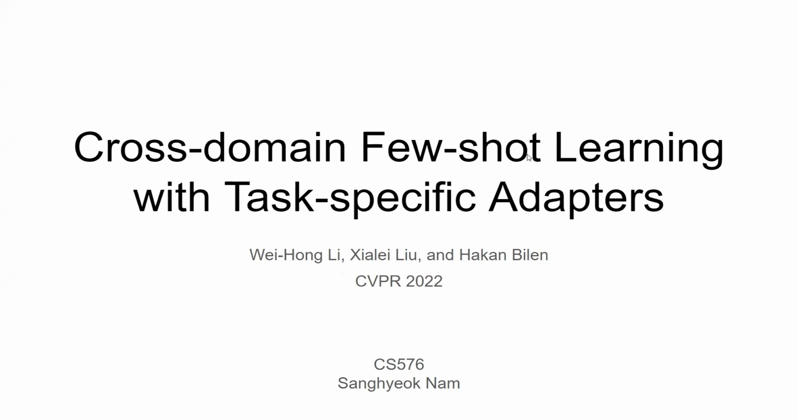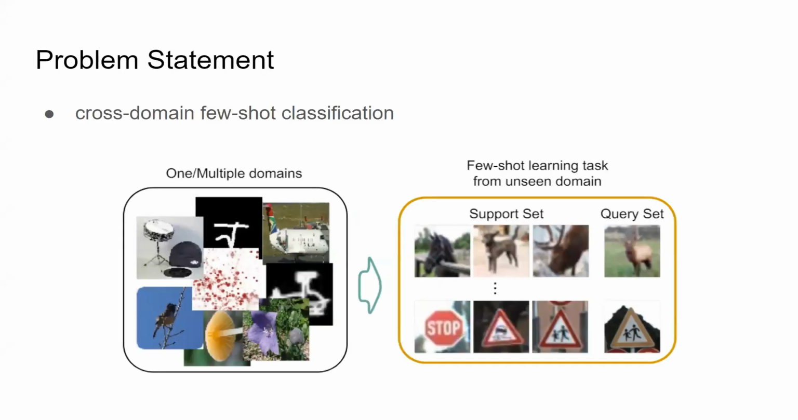Hello, today I will present cross-domain few-shot learning with task-specific adapters, published at CVPR 2022. This paper addresses the cross-domain few-shot classification task, which is a challenging task that aims to classify images of unseen categories and domains with a few labeled images.